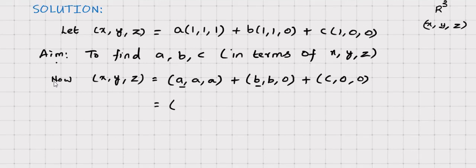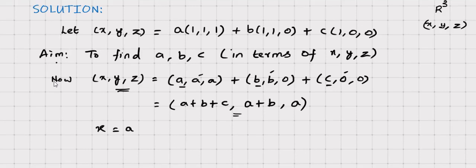See, this and this will be added. So I will be getting a plus b plus c as the first component, and I should add the next components. So a plus b plus 0. So the resultant will be a plus b. The next one is simply a. Now equating this quantity and this quantity, we will get 3 equations. That is, x equals a plus b plus c is the first equation. The second equation is y equals a plus b, and the third equation is z equals a.